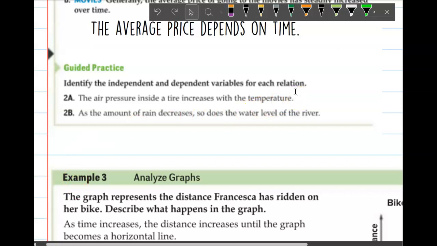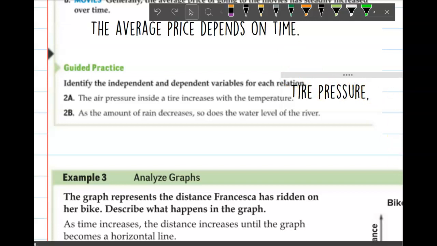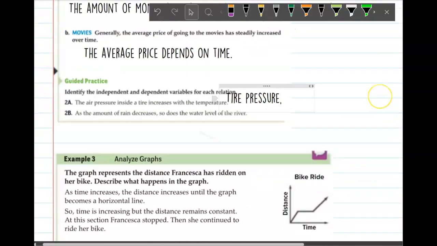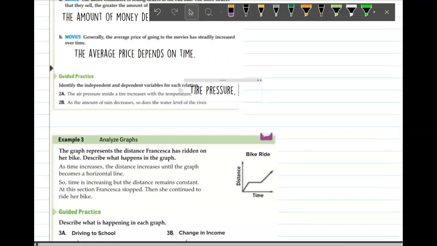Tire pressure, let me actually, I'm having a hard time fitting in what I'm trying to type here. Let me just zoom out. Tire pressure depends on the temp.